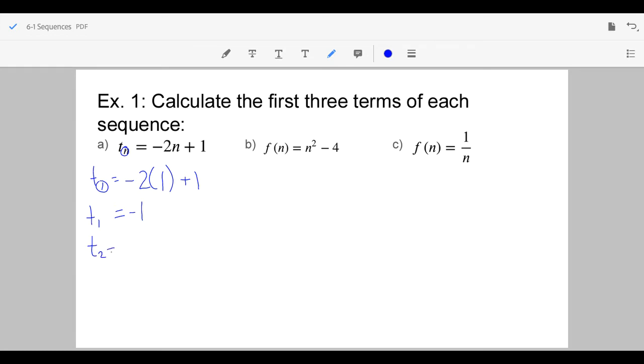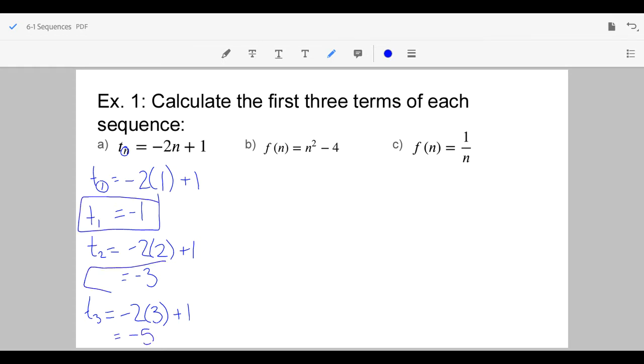Term 2 is equal to negative 2 times n, the term number, plus 1, which is negative 3. And term 3 is equal to negative 2 times the term number, which is 3, plus 1, which is negative 5. So there we have our first 3 terms of this sequence.